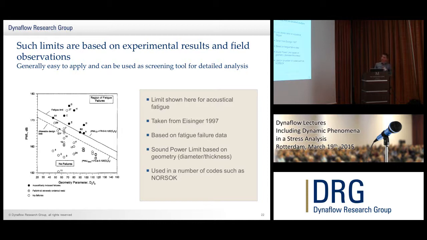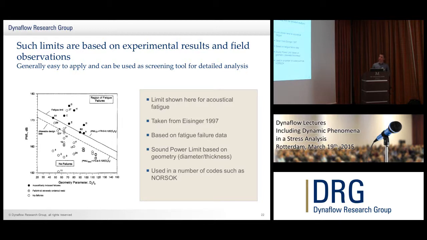Okay, these limits, these process-based limits, are based on experimental results or field observations. So for example, shown here is a limit for acoustically induced fatigue, okay, AIV. And this is taken from the paper by Eisinger in 1997. Okay? And what I'm showing on the left is a plot here. This is the acoustical power, so this is the acoustical power that is calculated downstream of the valve. We'll show in more detail later how that is done. And then below, I'm showing you a geometry parameter of a system, so that's the diameter of the pipe divided by the thickness.